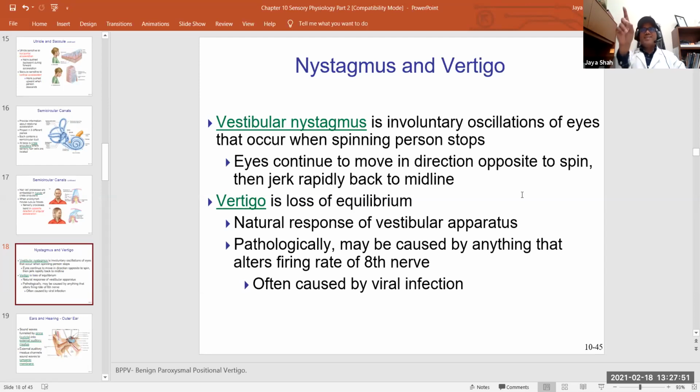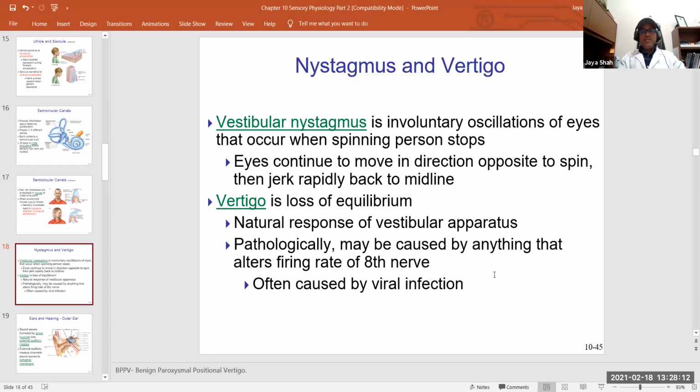The body stops, the eye stops, but the fluid is still moving. The eyes try to balance that, and then the eye flickers. That is called nystagmus. And vertigo, I told you earlier, is loss of equilibrium. This is the natural response of the vestibular apparatus.